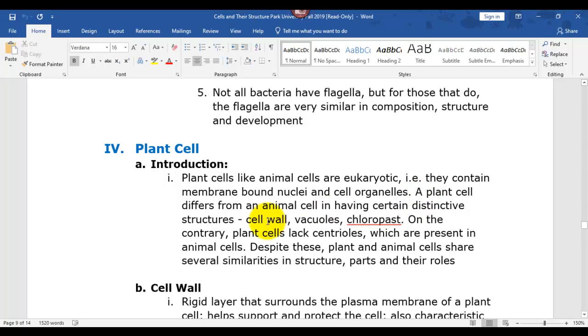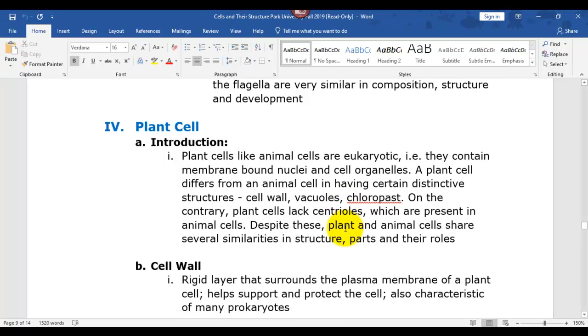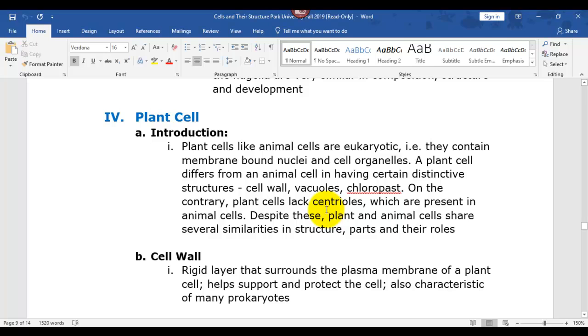A plant cell differs from an animal cell by having things like a chloroplast and vacuoles. In a eukaryotic cell, that's actually called vesicles. And then they lack centrioles, which are found in animal cells. We'll talk about those later. They help with cell division. But they also have several parts that are very similar.